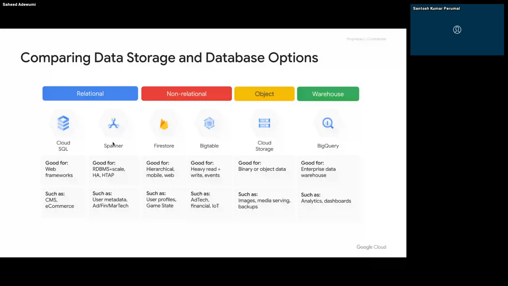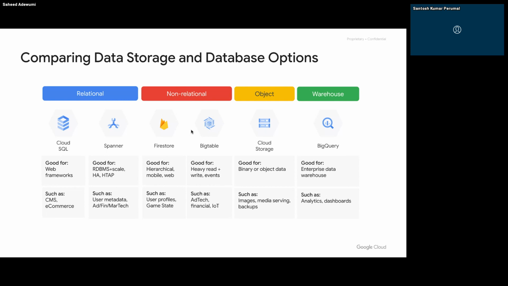Now, for non-relational databases, we have Firestore. Firestore is popularly known. If you are familiar with Firebase, they have a database there we call Firestore. Firestore is used for things like gaming and document data. The data doesn't need a fixed structure, so we can call it unstructured data. We use it for mobile and web or hierarchy data.